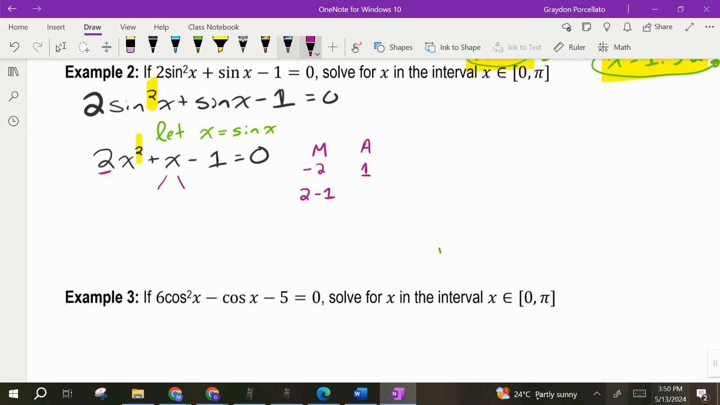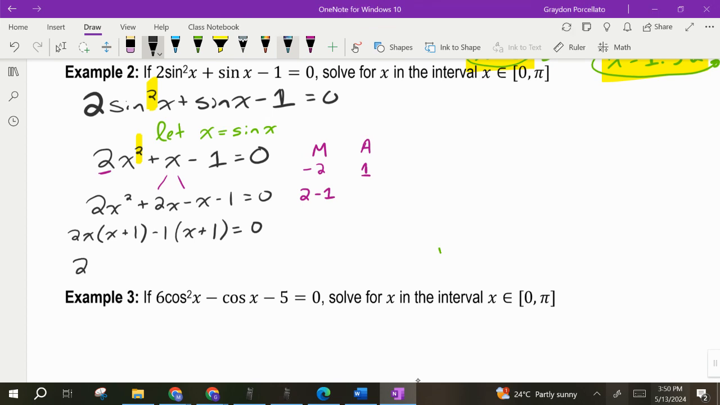So I decompose my middle term. So I get 2x squared plus 2x minus x minus 1 equals 0. So I'm going to keep factoring this. I'm going to factor out 2x. We get x plus 1. I'm going to factor out -1. I get x plus 1 equals 0. And then finally, finish my factor. I get 2x minus 1 bracket x plus 1 equals 0.